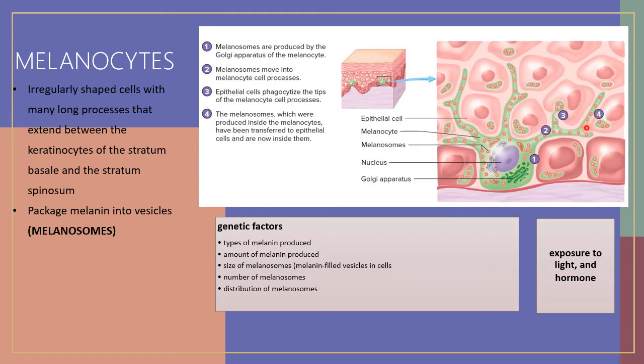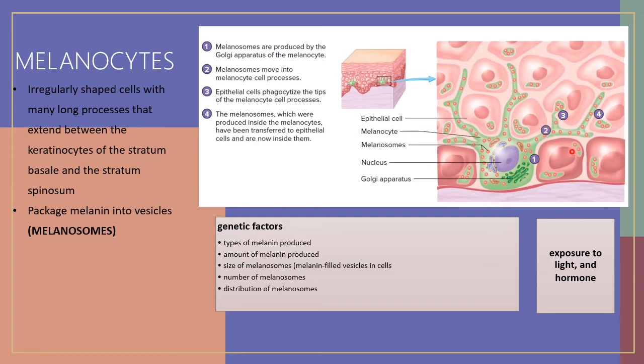And your melanocytes produce and package melanin into vesicles. These vesicles are called your melanosomes. So yung mga maliliit na vesicles that you see in your melanocytes, those are your melanosomes. Your melanosomes move, no? They move into cell processes. Kaya meron sila dito, meron sila dyan. Processes of your melanocytes, no?